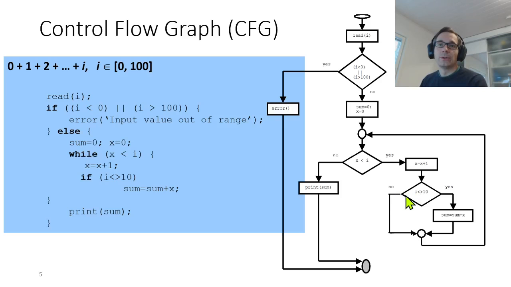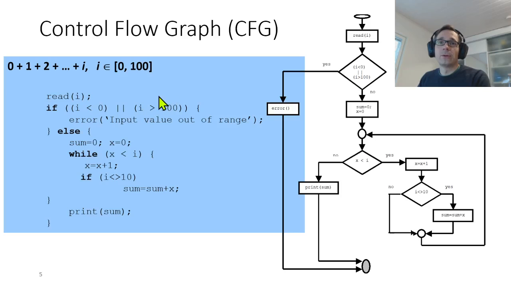Next, we come to the faulty part of the program that tests if I is different than 10, and only if it's different than 10, it sums up, it increases the sum by adding x to the sum value. And this if branch is this diamond shape here, and only if it's yes, the sum is increased. If it's no, then it's omitted and the loop is executed again.